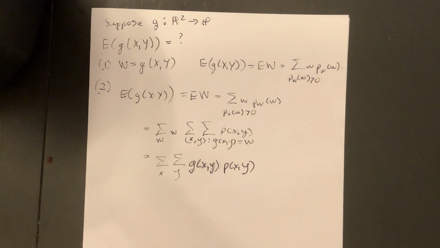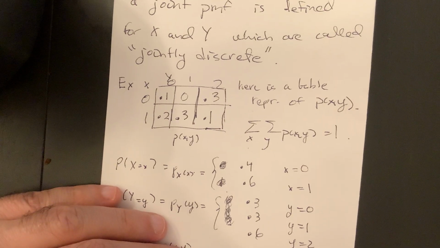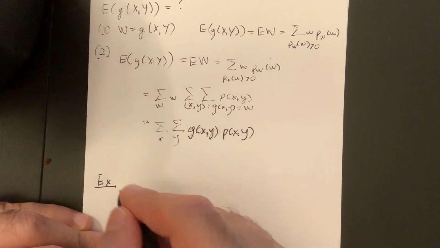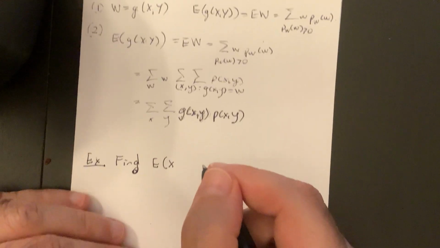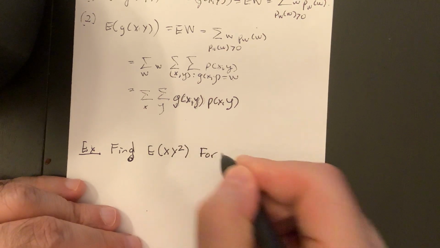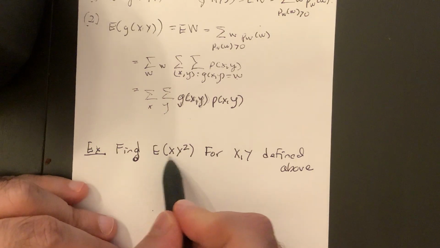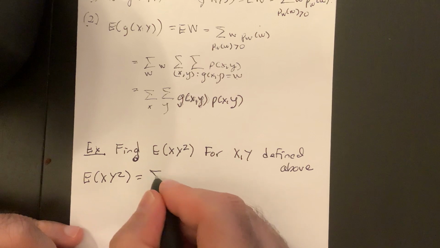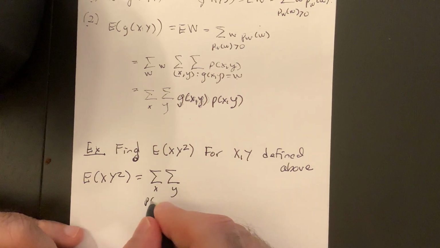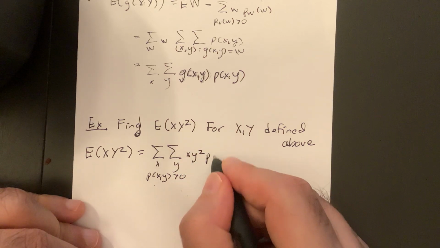If we go to our example, which we could maybe do an example of this. So for example, in the example we had over here, let's compute, say, for example, find E of x y squared for x, y defined above. Well, I don't have to actually compute each of these ahead of time and find the PMF for each. I can just say E of x y squared is equal to the sum over all x, y where p(x, y) is greater than 0, and I put in little x, little y squared here, and here I put p(x, y).